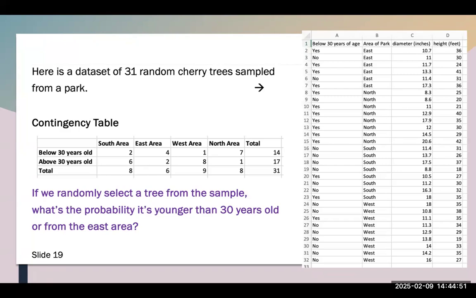So what we need to do is find the probability it's younger than 30, which is 14 out of 31. We need to find the probability it's from the east area, which is 6 out of 31. And then we subtract the intersection, which is 4 out of 31. And that will give you 0.52. If these were disjoint events, we wouldn't need that 4 out of 31, but because they're not disjoint, we have to subtract it. Otherwise, we would have double counted that 4 out of 31.